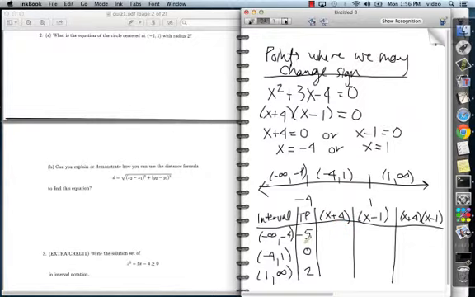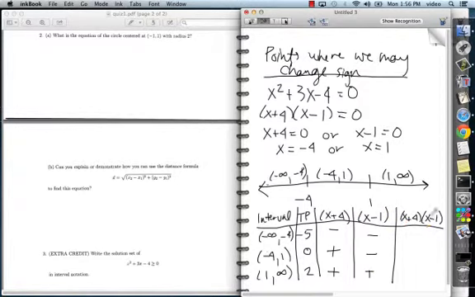So now let's just plug in and find out for those x values what the sign on each of these factors is. Okay, so when x is negative 5, x plus 4 is negative 1, which is negative. When x is 0, x plus 4 is 4, which is positive. When x is 2, x plus 4 is 6, which is positive. When x is negative 5, x minus 1 is negative 6, which is negative. When x is 0, x minus 1 is negative 1, which is negative. When x is 2, x minus 1 is 1, which is positive.